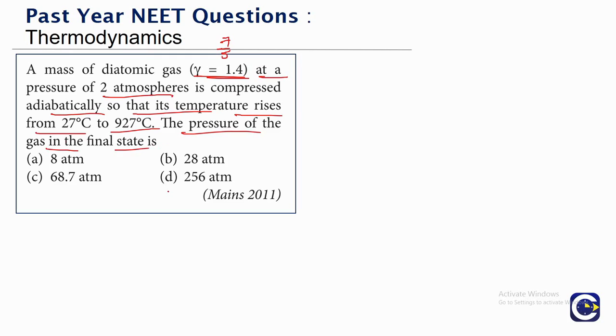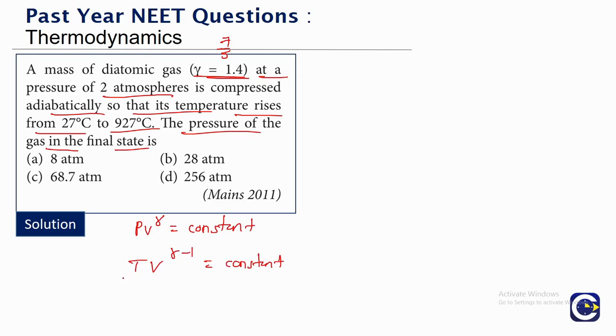It's a straightforward kind of a question where we have to look at the relation between the pressure and temperature of the gas in the adiabatic process. So we know the parameters of the gas, right? Pressure and volume are related by what? PV power gamma will be constant. Temperature and volume also related. TV power gamma minus 1 will be constant.